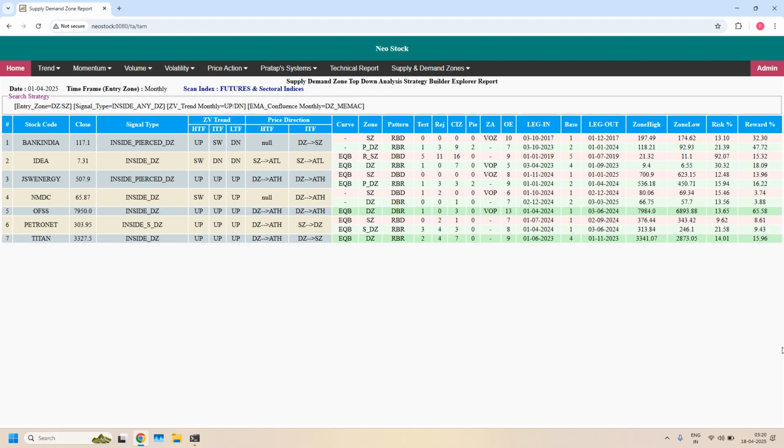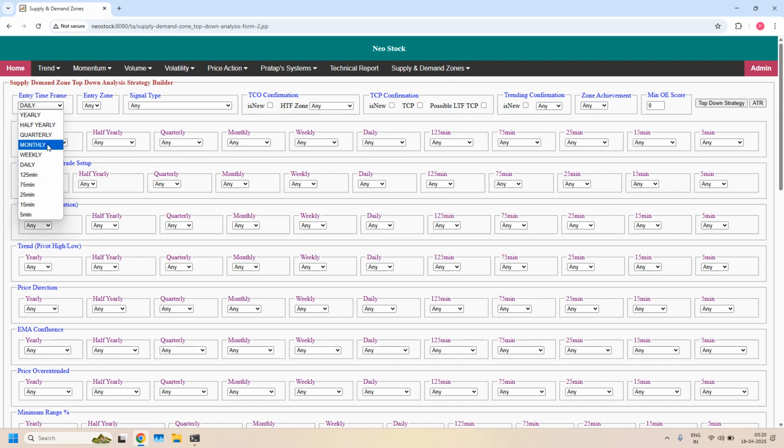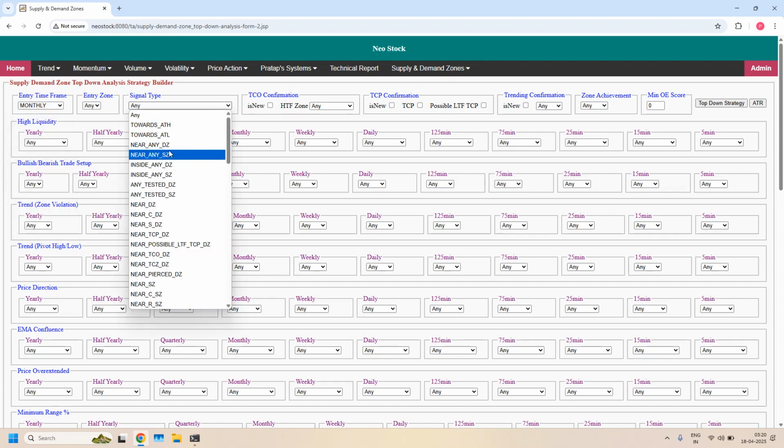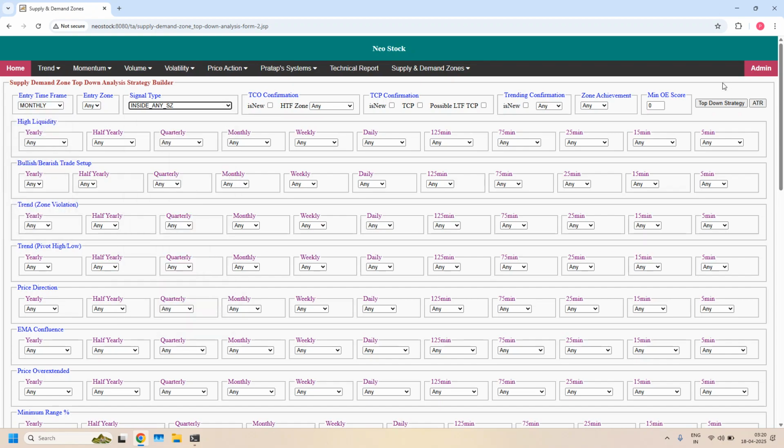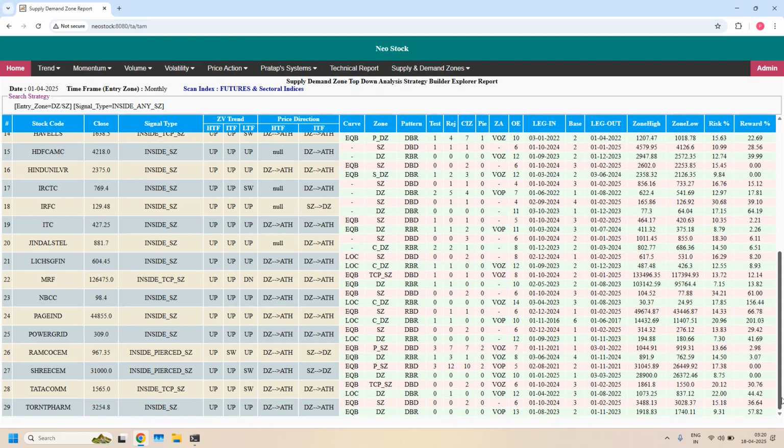Next, for monthly time frame, price closed inside the monthly supply zone. First 15 stocks in the list. I'm scrolling the list down. Total 29 stocks are filtered.